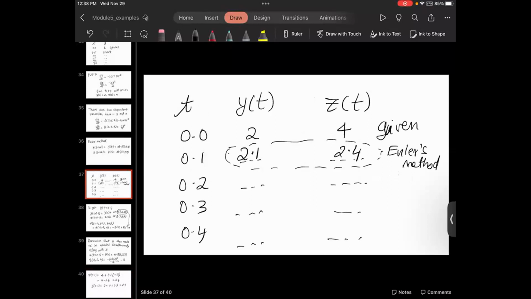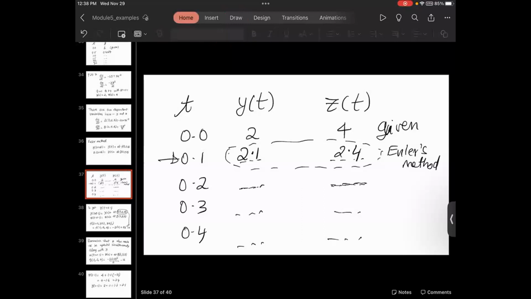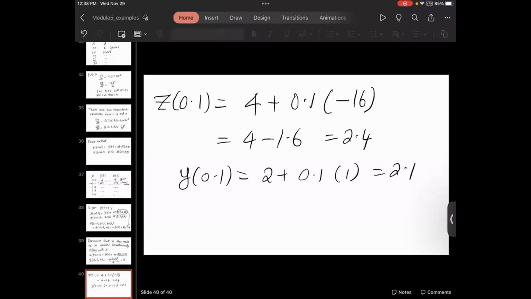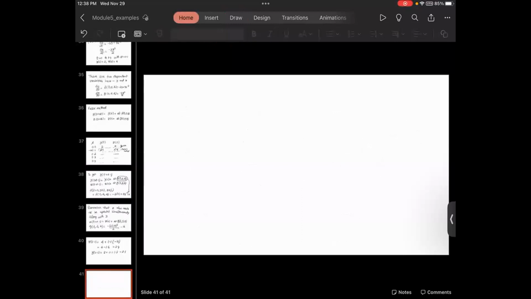Okay. Now using this value that you just computed, let's compute the next time point, which is 0.2. Why don't we, three of us, do it separately, and then you can look up and we can compare our answers using Euler's method. Okay. So I'm going to be quiet for some time.